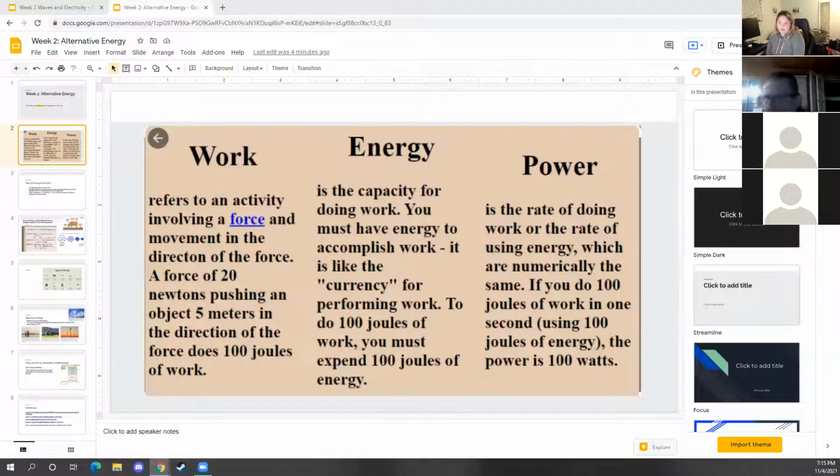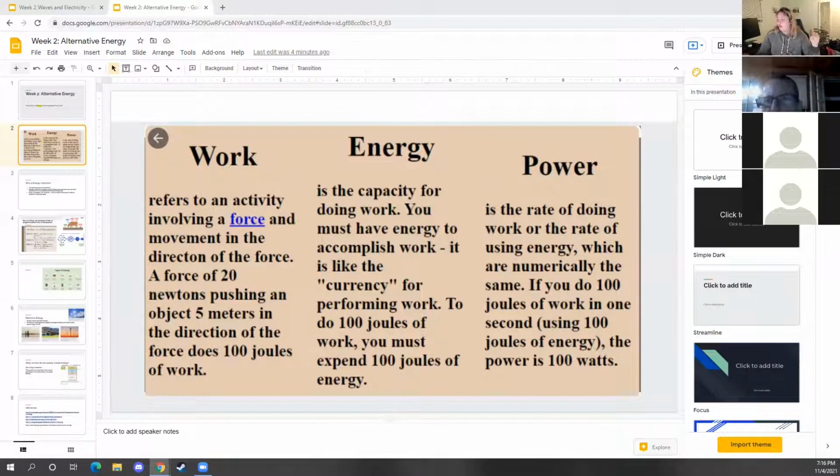This last term on the right here is power. Power is a rate of doing work, so it's how quickly you're doing work. Anytime you see the word rate, it typically means a unit divided by a unit. So power is the rate of work, which means it's work divided by time. It's how quickly you're doing something. So if you do 100 joules of work in 1 second, you're using 100 joules of energy, but it also means that the power is 100 watts.